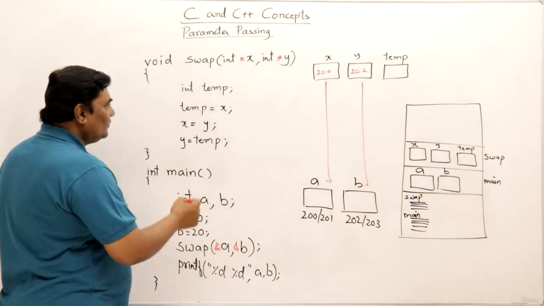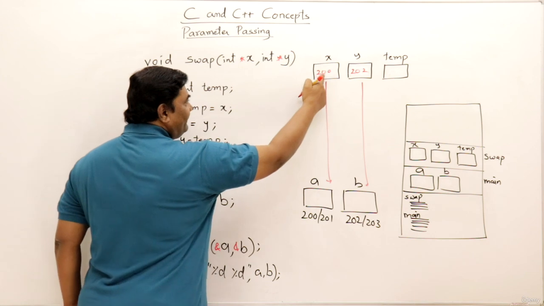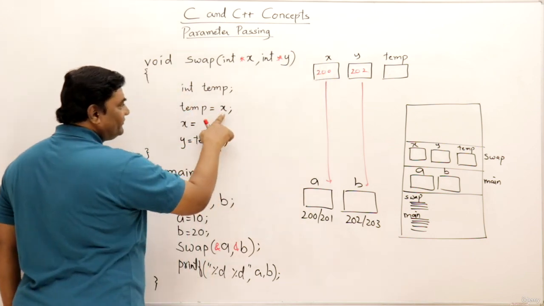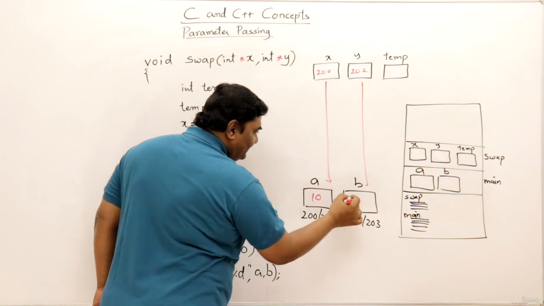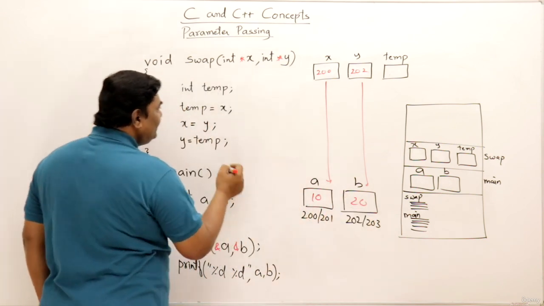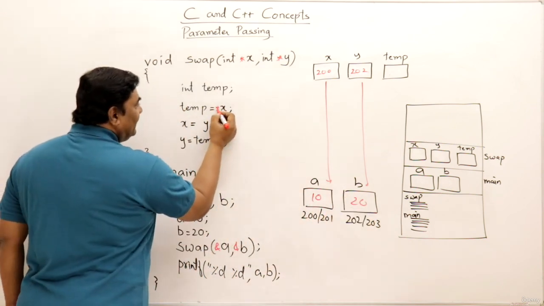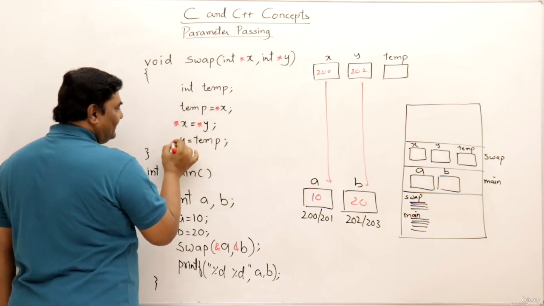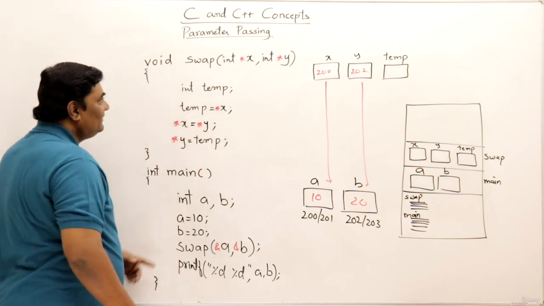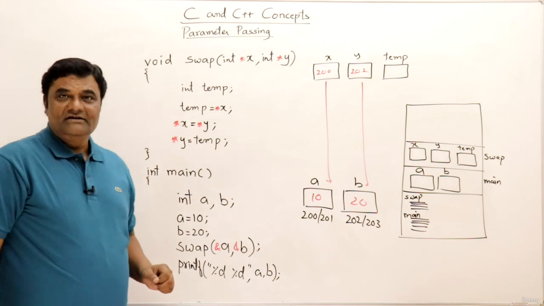Now here inside the code, as this is a pointer, if I say just x, it's 200. So this will be 200. No, I am talking about the value here, that is 10 and 20. So I should say asterisk x, asterisk y, and here also asterisk. So these are the changes we have to make.